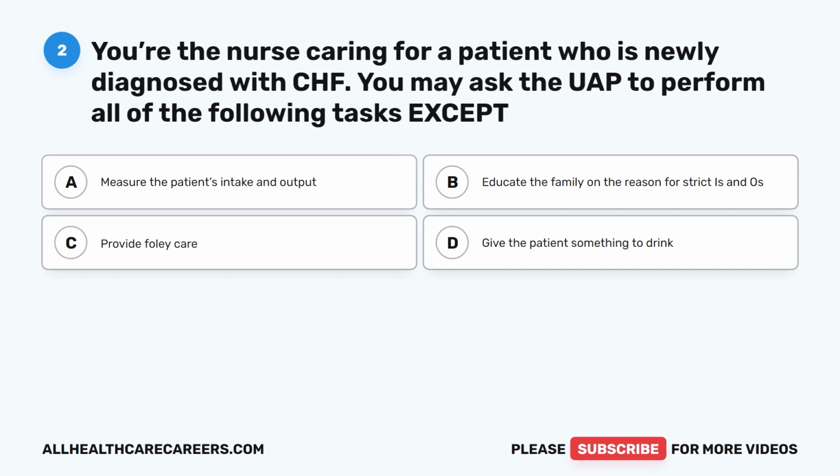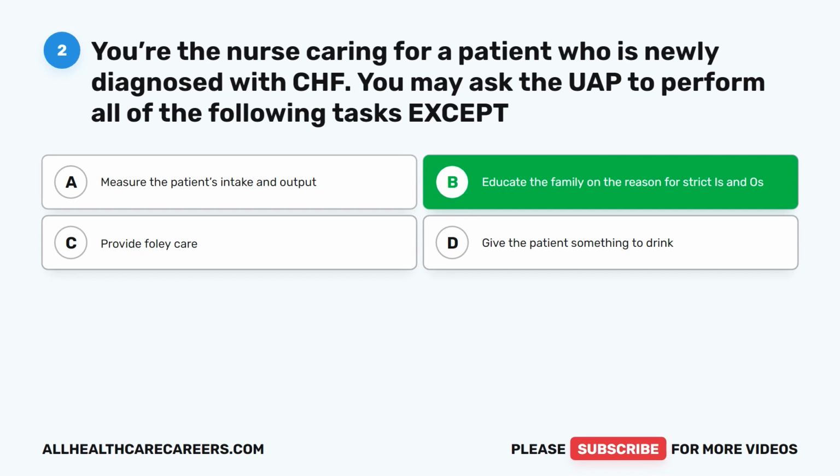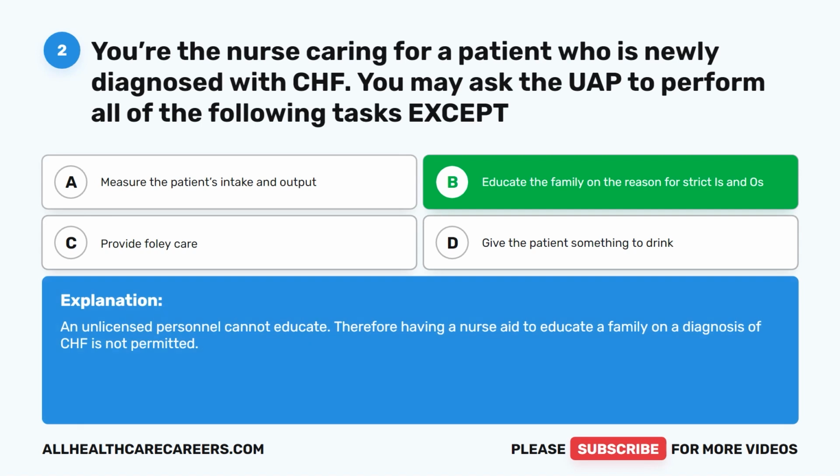Question 2. You're the nurse caring for a patient who is newly diagnosed with CHF. You may ask the UAP to perform all of the following tasks, except A. Measure the patient's intake and output. B. Educate the family on the reason for strict I's and O's. C. Provide Foley care. D. Give the patient something to drink. The correct answer is B. Educate the family on the reason for strict I's and O's. An unlicensed personnel cannot educate. Therefore, having a nurse aide educate a family on a diagnosis of CHF is not permitted.